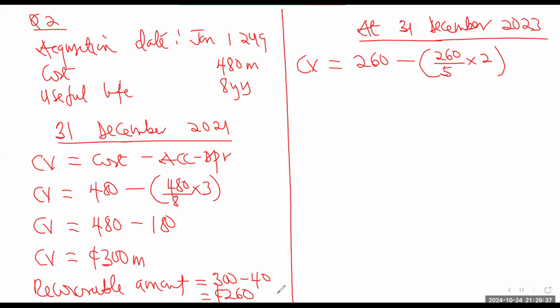From the date of the impairment, the carrying value of the asset will now be the recoverable amount, because we have reduced the value of the asset by 40. So we now have the carrying value of 260 minus 104. The carrying value will give us how much? 156. Okay.